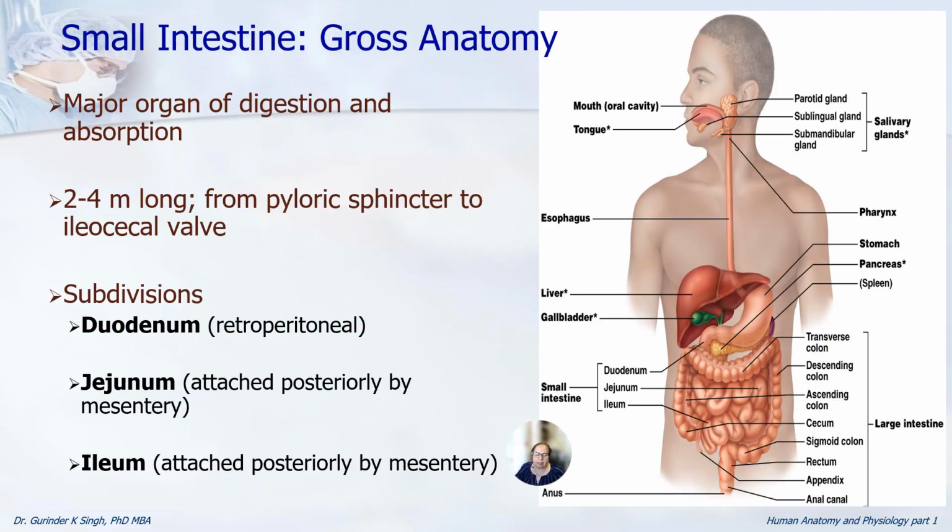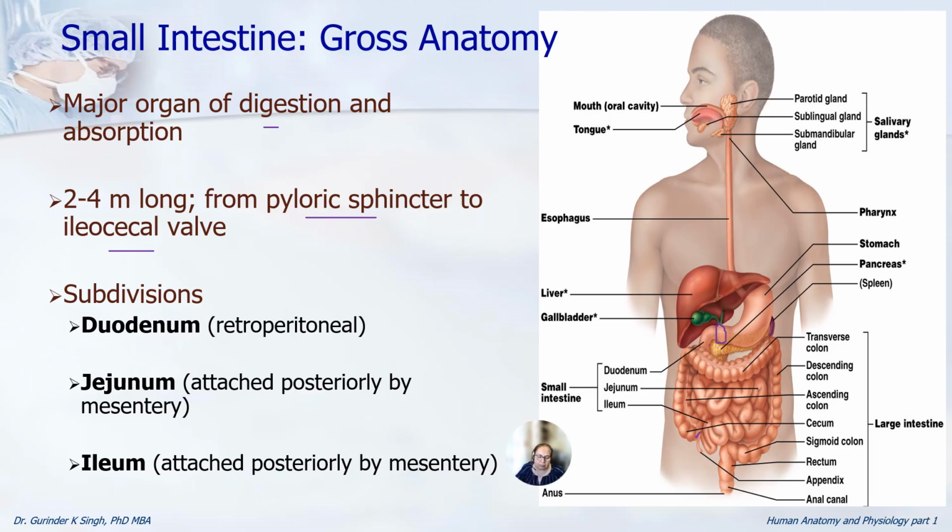Now let's look at the small intestine and its gross anatomy. The small intestine is one of the major organs for digestion as well as absorption. It is pretty long, but it is packed in a small space, and it is 2 to 4 meters long. It starts from the pyloric sphincter and goes to the ileocecal valve. So the pyloric sphincter is right here, and the ileocecal valve is right here. That's where it joins.